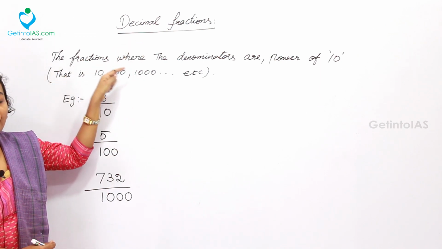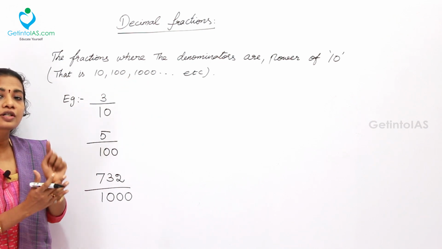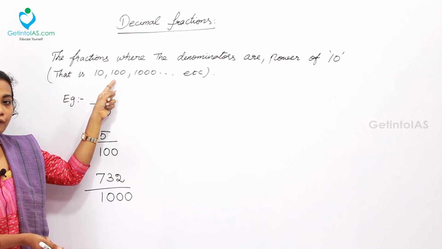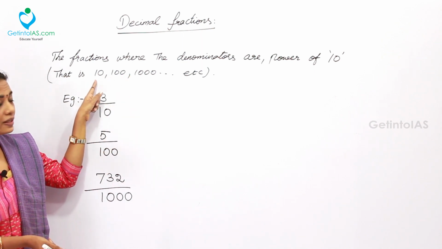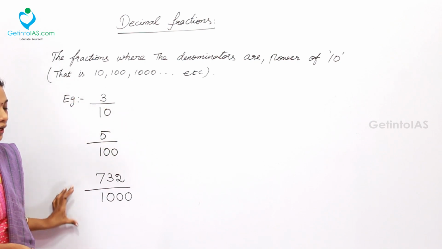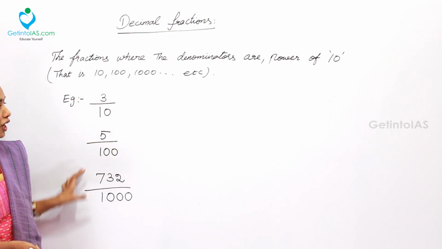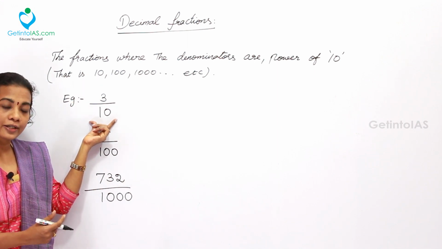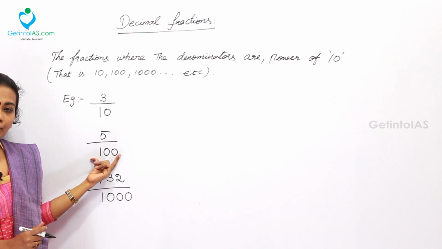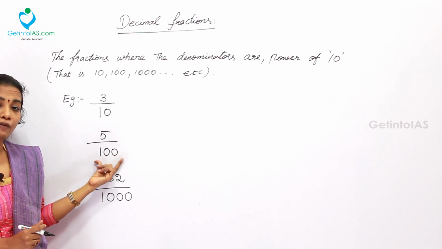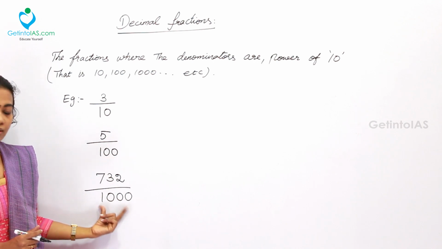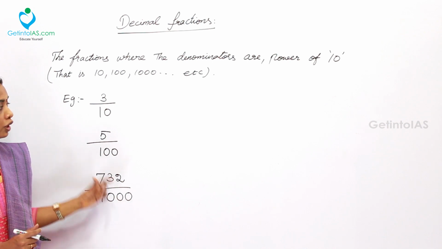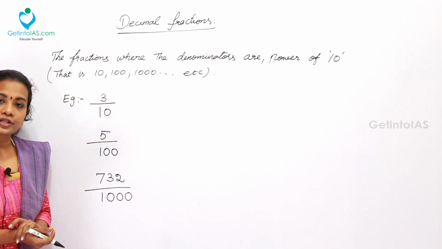Decimal fractions are fractions where the denominators are powers of 10. So the denominator will be a power of 10, that is 10 power 1, 10 power 2, 10 power 3, or 10 power n, for example 10, 100, 1000 etc. Here I have taken 3 examples for better understanding. The first example is 3 by 10, which is a decimal fraction. Why? Because the denominator is a power of 10. The second example is 5 by 100, where the denominator is 10 power 2. The third one is 732 divided by 1000, where the denominator is 10 power 3. These are all decimal fractions.